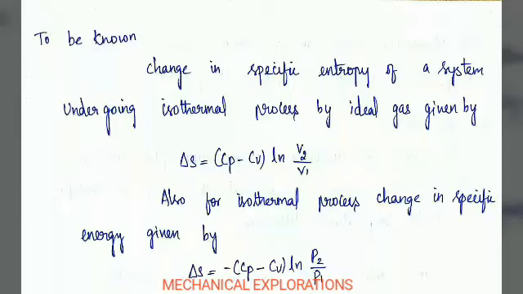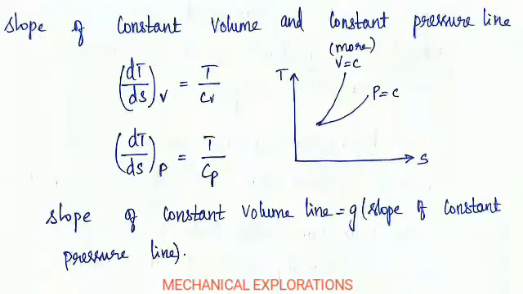What is to be known is that the change in specific entropy of a system undergoing an isothermal process with an ideal gas is represented by del S equal to Cp minus Cv times ln of V2 by V1. Also for an isothermal process, the change in specific entropy is denoted as del S equal to minus Cp minus Cv times ln of P2 by P1.